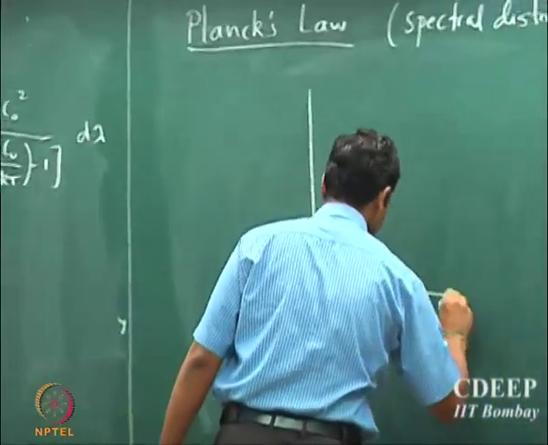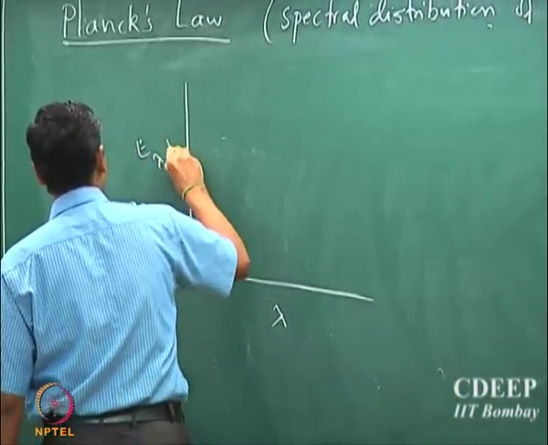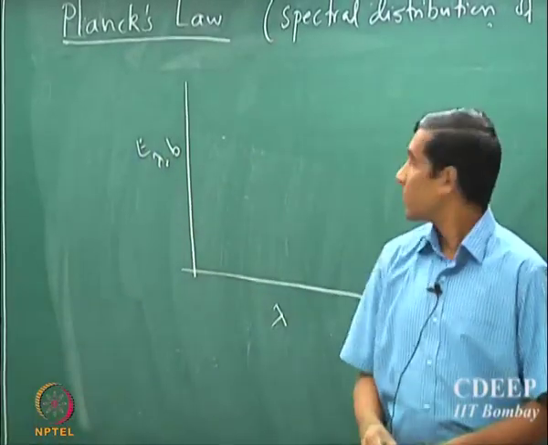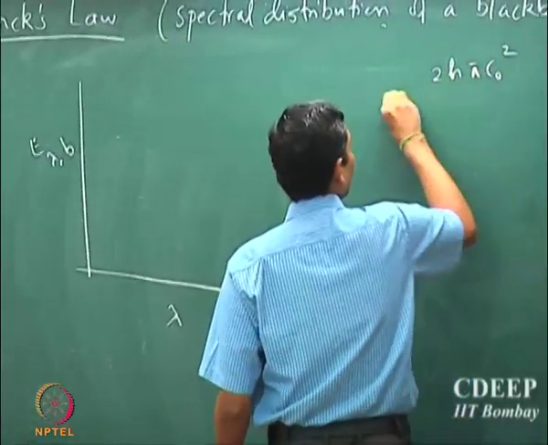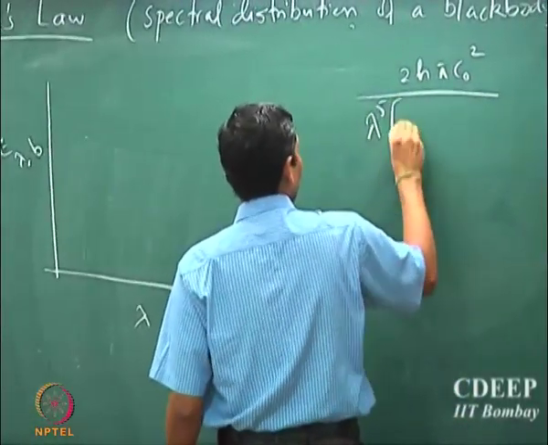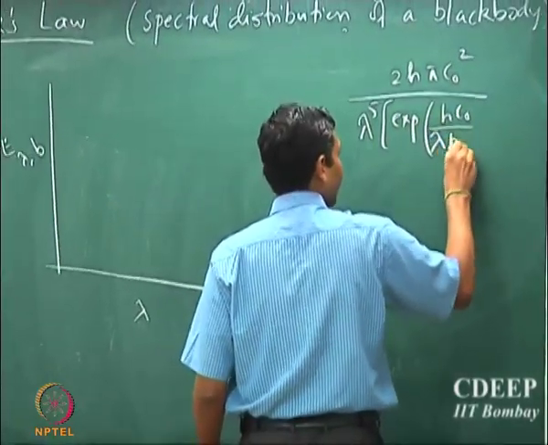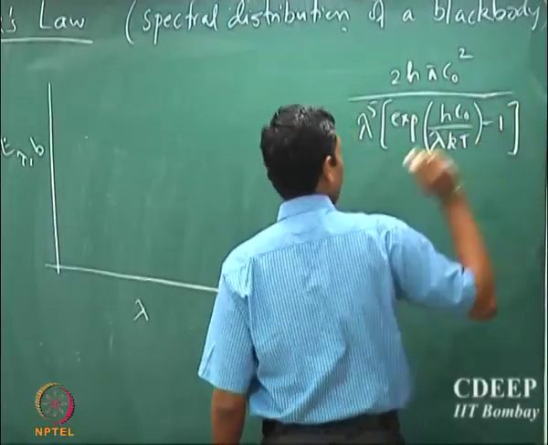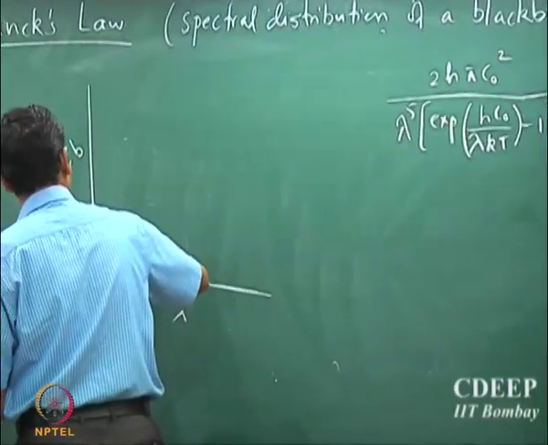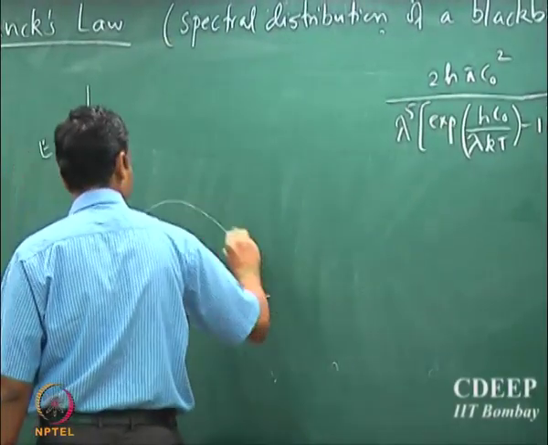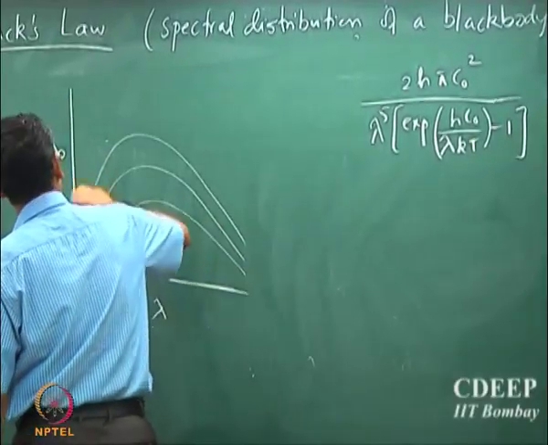If I plot lambda versus E lambda B, essentially I am plotting 2h pi C naught square divided by lambda power 5 into exponential of h C naught by lambda k T minus 1. So that is what I am plotting. What I find is, for different temperatures, that is the kind of behavior that you will get.